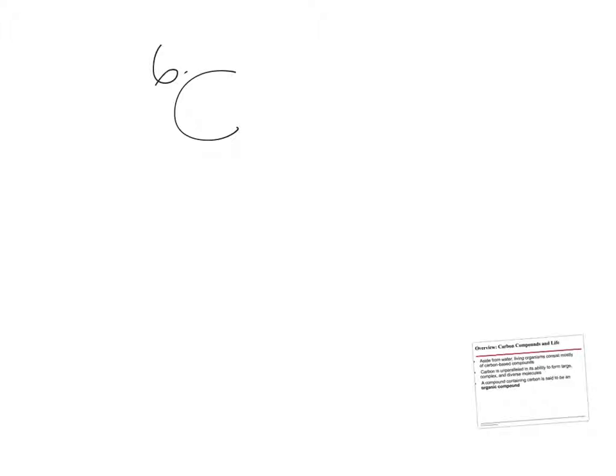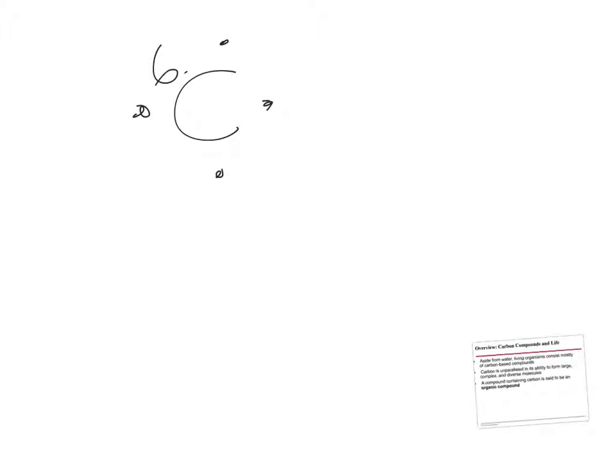What else? It's not a metal. What about its electrons? It has 6 electrons. How many on the outer shell? 4. Therefore, how many bonds can carbon make? 4. Okay? This is essential.